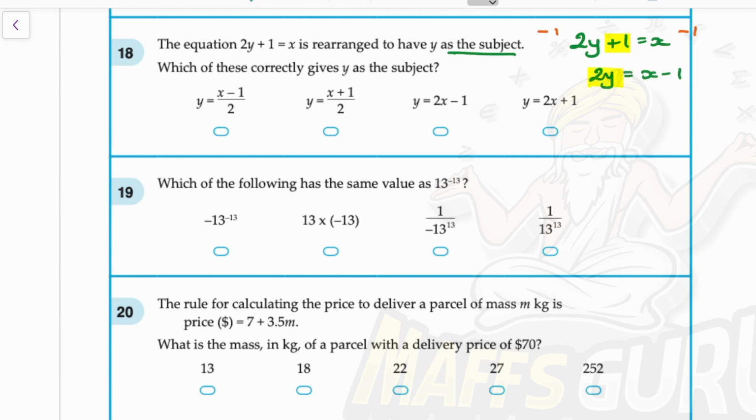Now we're going to split up the kissing couple, and what's between the two of them? Yep, a times by 2. So I'm now going to divide both sides by 2, and that's going to give me that y is equal to x minus 1, all divided by 2. Have we got that one there? We do indeed. It's that first one there.